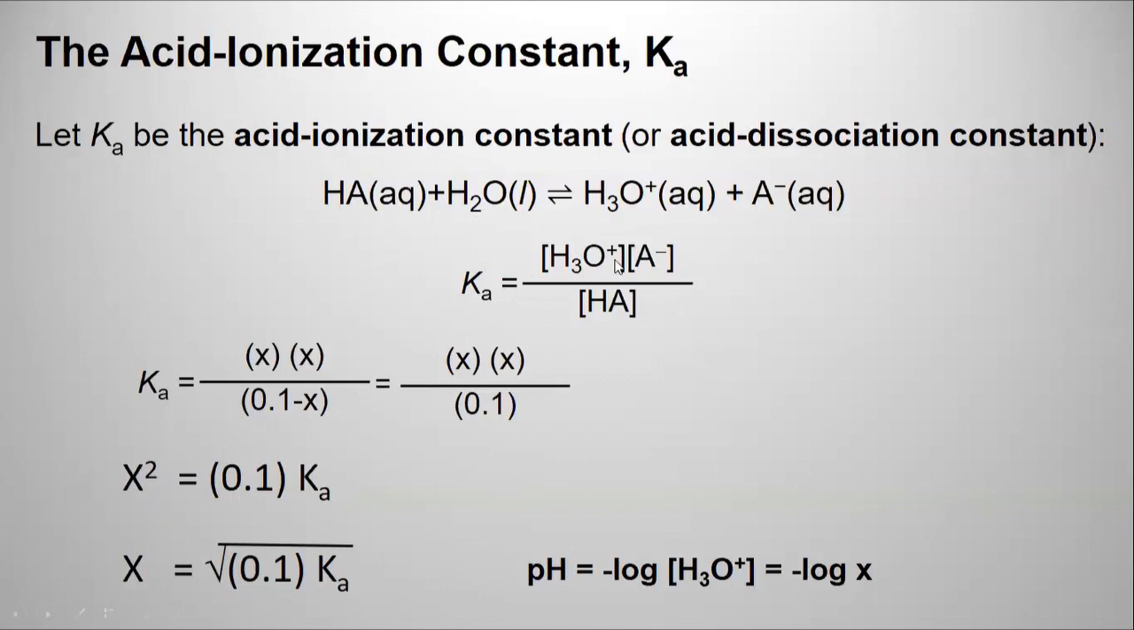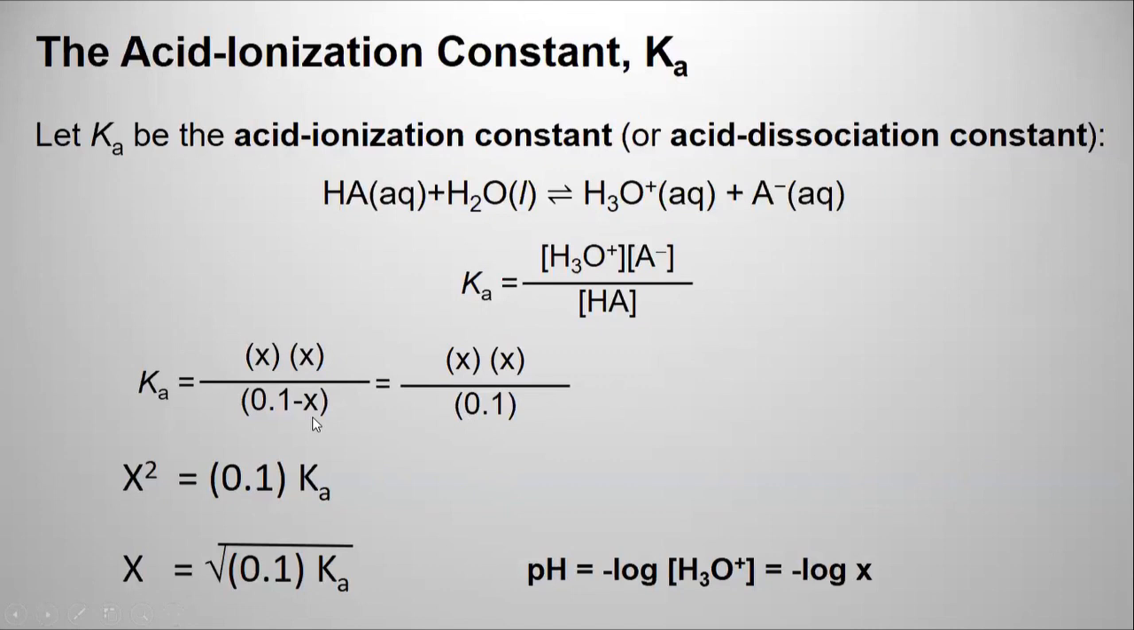Now, do we know what's hydronium ion? X. Do you know what's A negative? X. Do I know what is HA? 0.1 minus X. Now, in quantitative analysis, it's not going to give you this simplified form. In quantitative analysis, you're going to use this form, and you're going to use the quadratic equation. You're going to set up a quadratic equation where you're going to have x squared and you're going to have x.